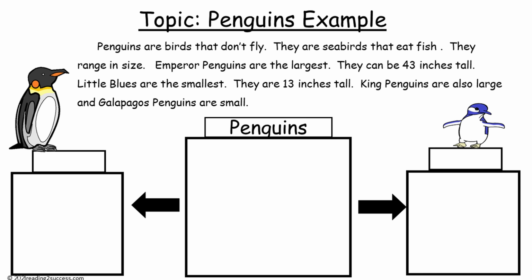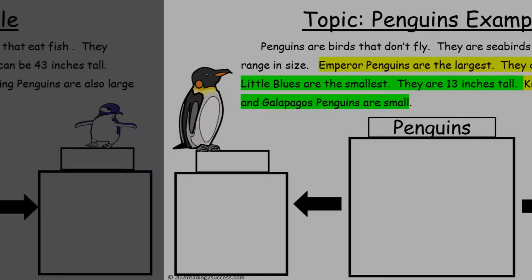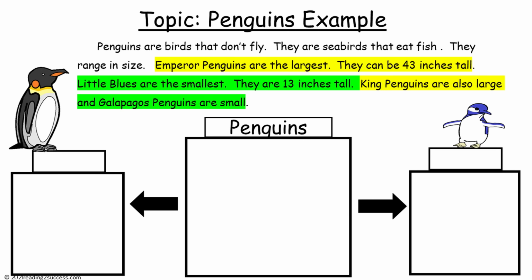They range in size. Emperor penguins are the largest. They can be 43 inches tall. Little blues are the smallest. They are 13 inches tall. King penguins are also large, and Galapagos penguins are small. The two different groups that are mentioned in this example are the larger penguins and the smaller penguins.